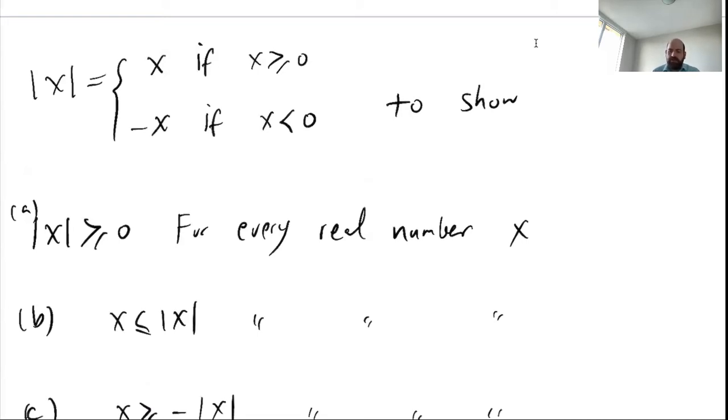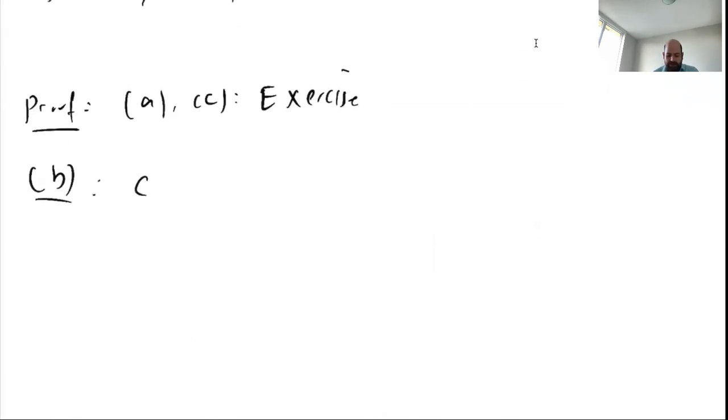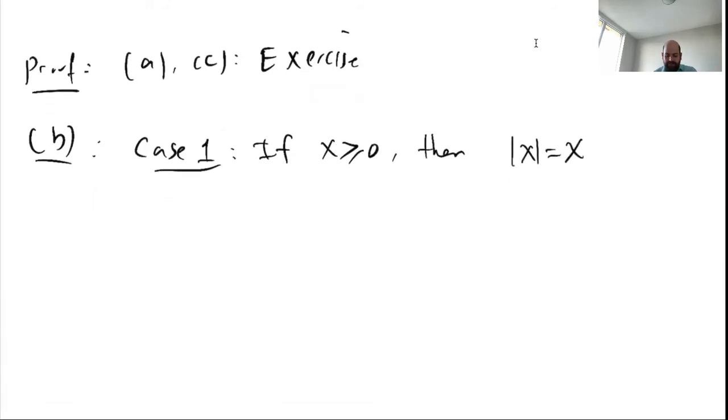Because I want to get rid of absolute value of x, right? So now absolute value of x is either x itself if x is positive. So that's one possibility. And the second possibility, if x is negative, absolute value of x will be equal to minus x. So let me say case one, if x is bigger than or equal to 0, then absolute value of x is equal to x, right? And we have x less than or equal to absolute value of x, which is x itself. So any number x is less than or equal to itself, obviously, right? So then this will be true.